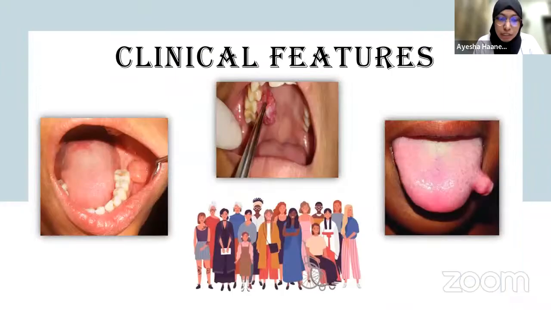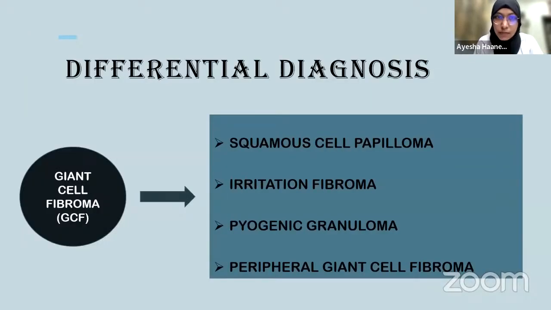Coming to the clinical features, it appears as an asymptomatic sessile or pedunculated nodule that is less than 1 centimeter in diameter, often having a bosselated or papillary surface. It is commonly seen in females in the age group of 10 to 30 years, and the common site of presentation is the mandibular gingiva compared to maxillary gingiva, also seen in palate and tongue. Differential diagnosis of GCF is squamous cell papilloma, irritation fibroma, pyogenic granuloma, as well as peripheral giant cell granuloma.